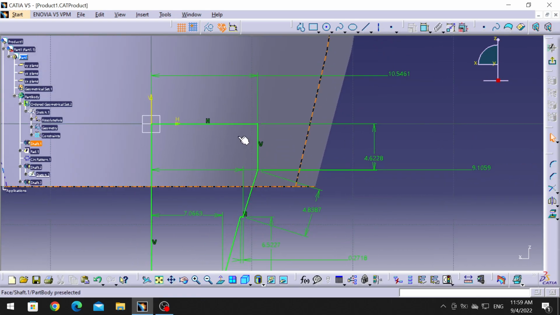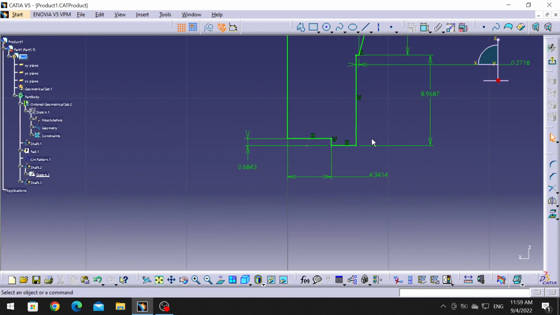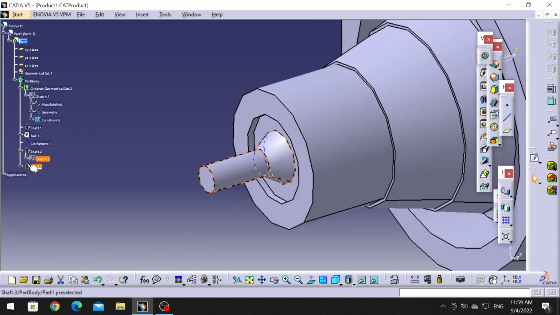You can observe it properly. How long is the radius? The radius of the widest length is 10.5461 millimeters, followed by a straight line and then a slightly tilted line, and finally the bottom over here. After that is completed, then the shaft can be formed.